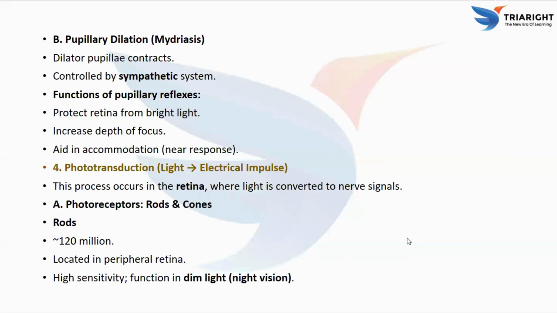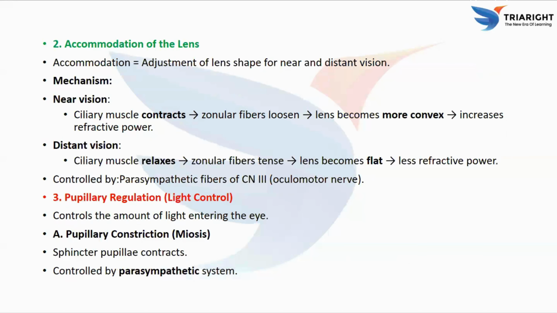And then, accommodation of the lens. Accommodation means the eye adjusts the shape of the lens to focus on near or distant objects. The lens cannot move forward or backward, so the ciliary muscles and the suspensory ligaments change its shape. Now what is the mechanism of this accommodation? Near vision and distant vision.